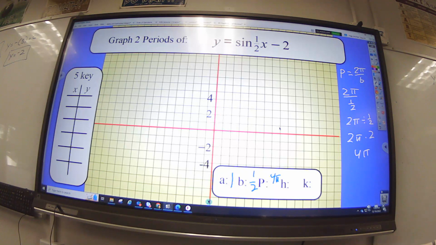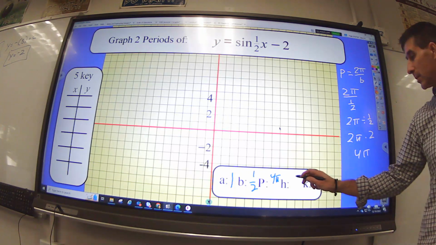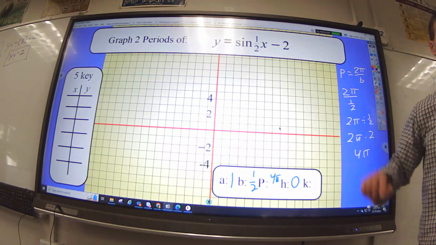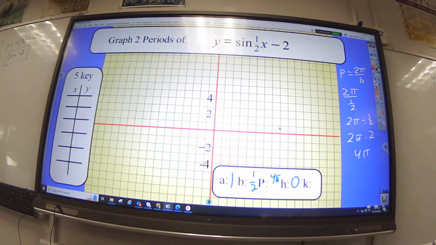What's my H? 0. Nothing in the parentheses. What's the most difficult trig function to graph? Is when you have an H. Does this have an H? No. Is your test going to have an H? Hopefully no. If I don't have it here, it probably won't be on your test. Oh, thank God.